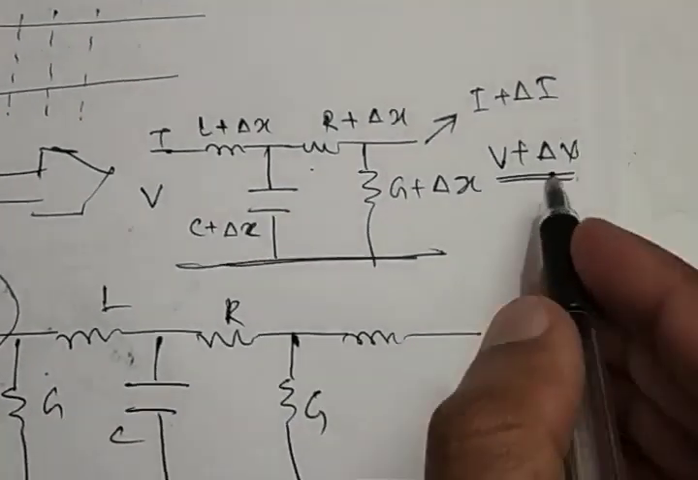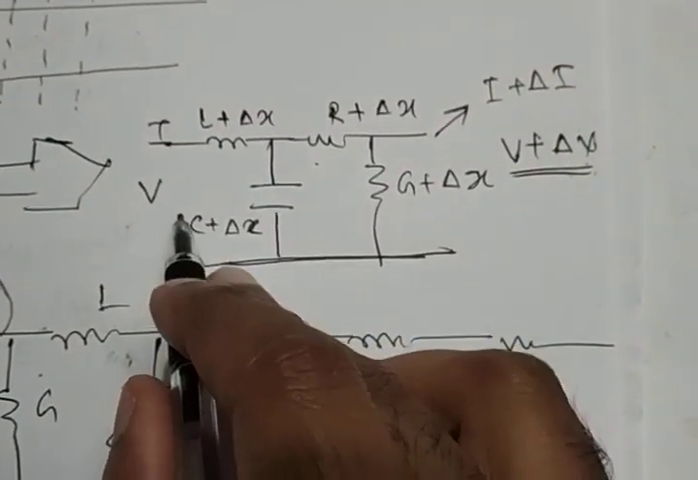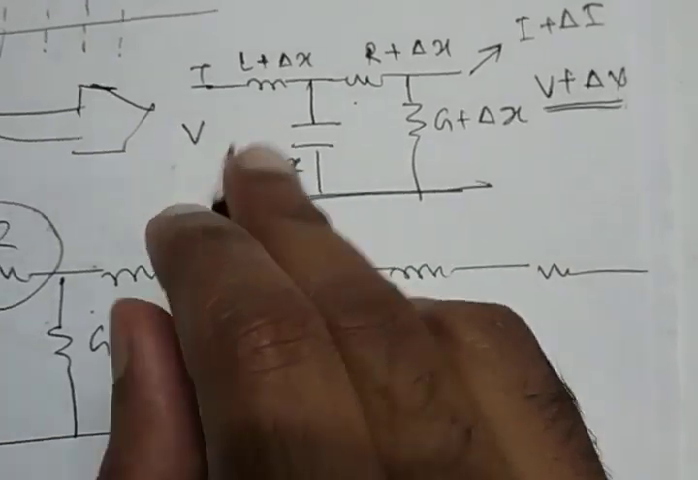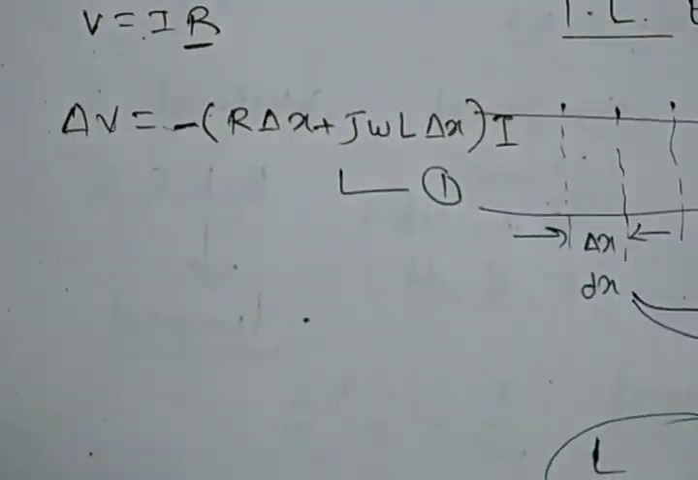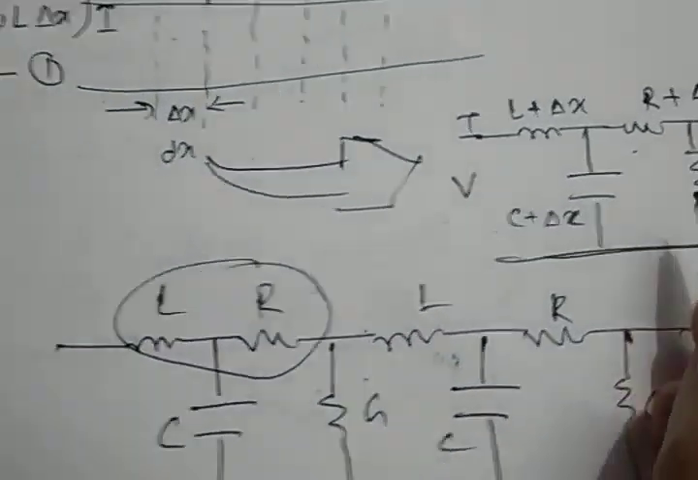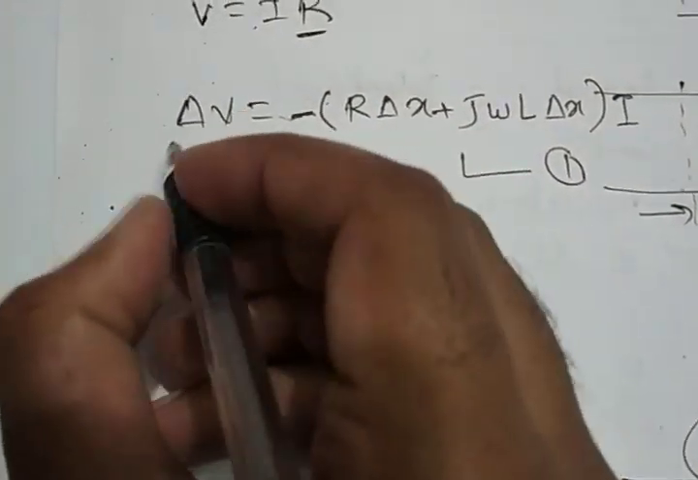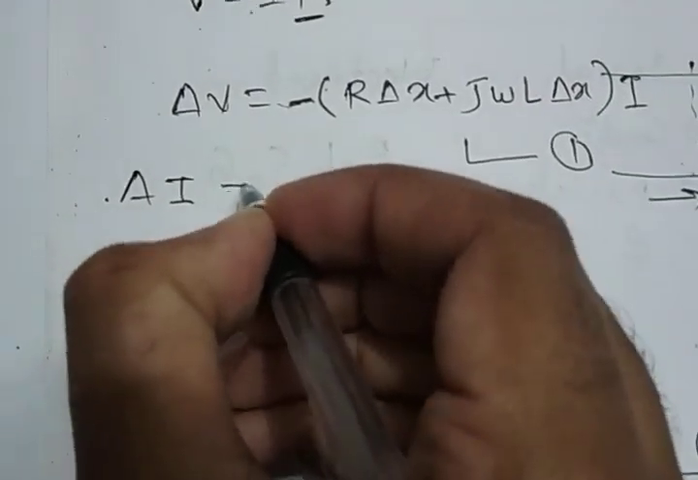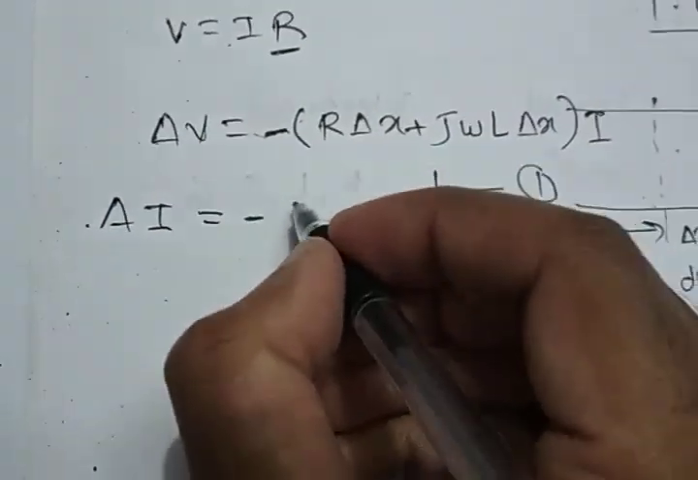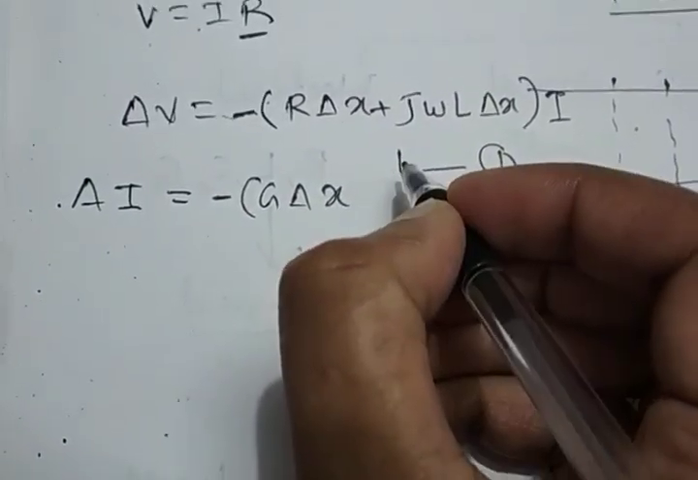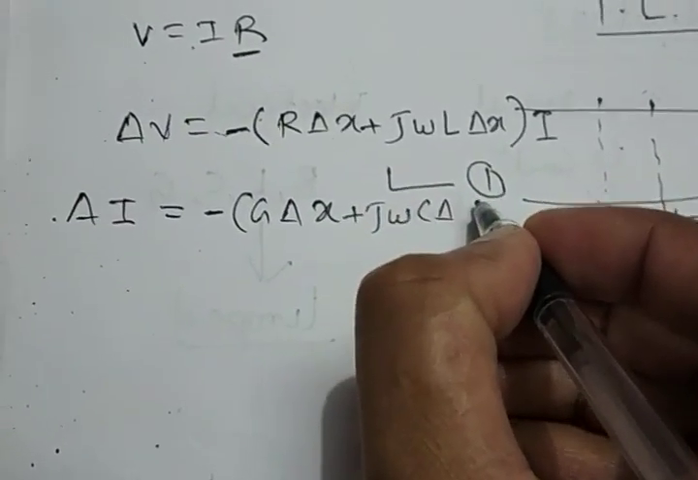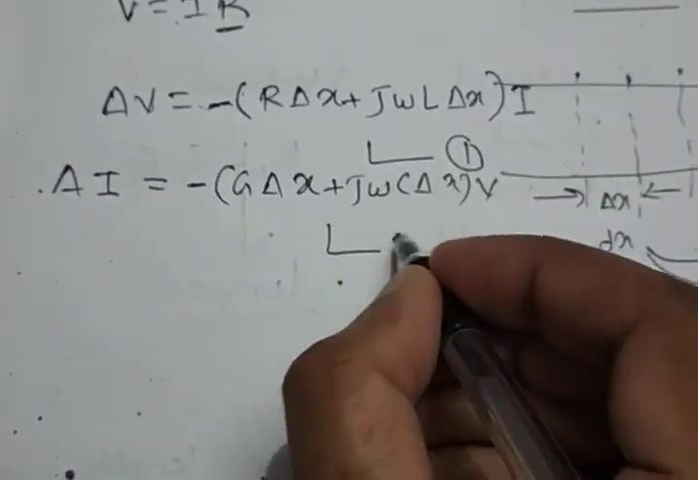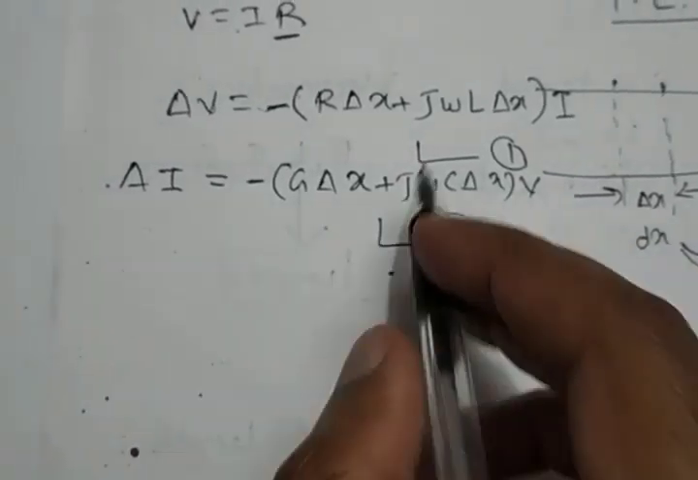Now this delta V will have a smaller value than the voltage. Once we apply the voltage, there may be some loss, but we are not going to gain any voltage. So this value will be negative. Similarly, for the change in current, delta I is equal to minus of G delta x plus j omega C delta x, into V. Say this is equation 2. So these are the two equations.